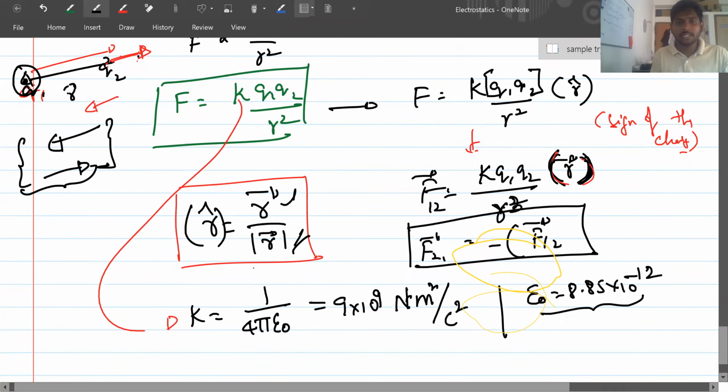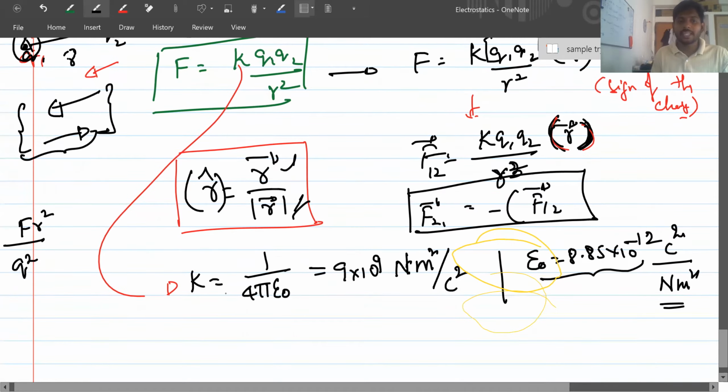The unit of K is F r square by q square. Epsilon naught is equal to 1 by 4 pi K, so the unit of epsilon naught is the opposite to this: Coulomb square per Newton meter square.